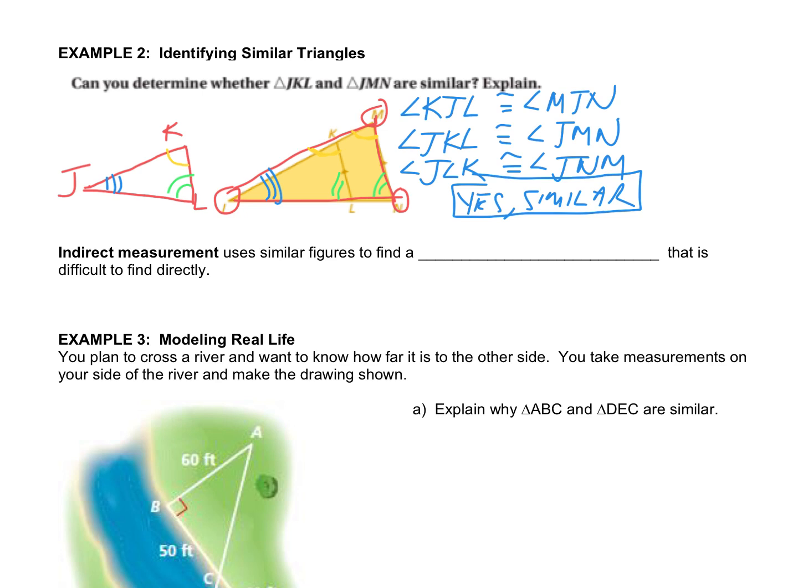So then we have this thing called indirect measurement, where we use similar figures to find a measurement or a distance that is difficult to find directly. Like we look up at a tree and we're like, well, how tall is that tree? And it's hard to tell from the ground. We use similar triangles to try to solve that.